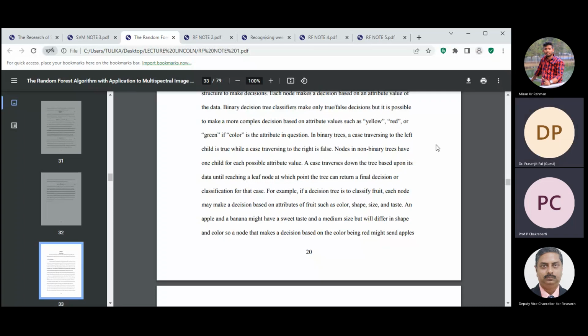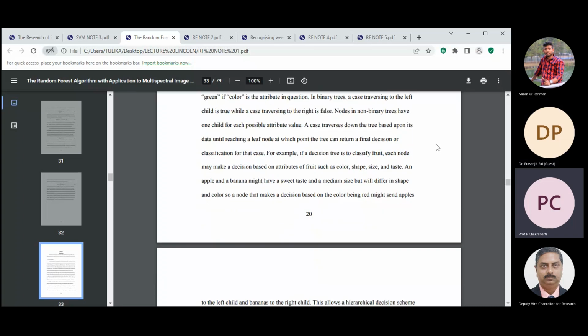For example, if a decision tree is to classify a fruit, then in fruit analysis each node makes a particular decision, because ultimately each class should be distinct. If you do fruit analysis, each fruit has a different color and different shape. The same thing they have used based on taste and size. Here the fruit is basically an entity, whereas color, shape, size and taste are the parameters. Now, when you optimize the parameters, the fruit qualities, that is, the types of fruits, are different.